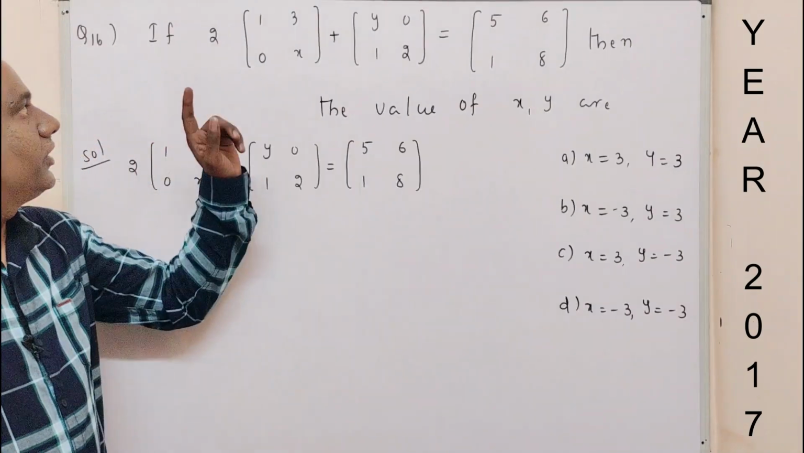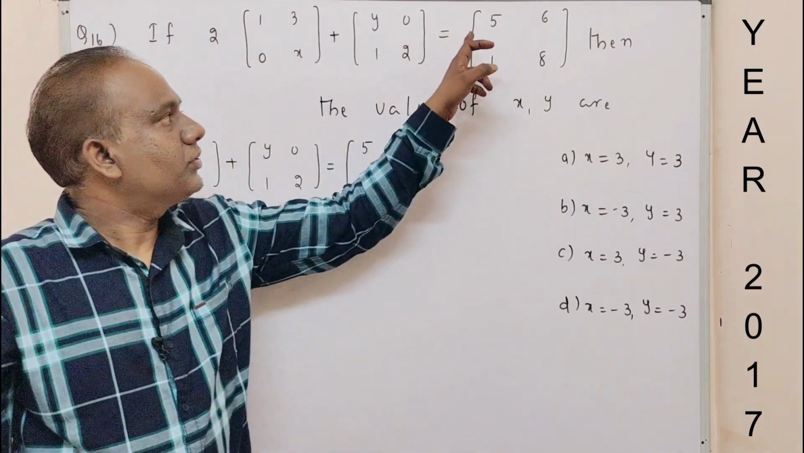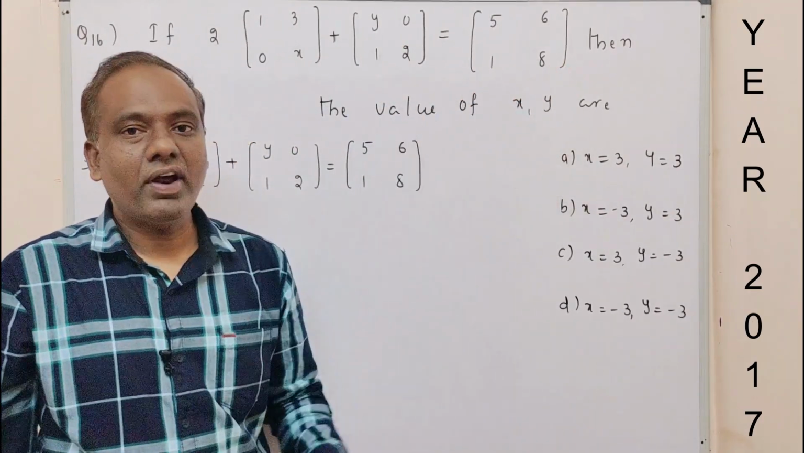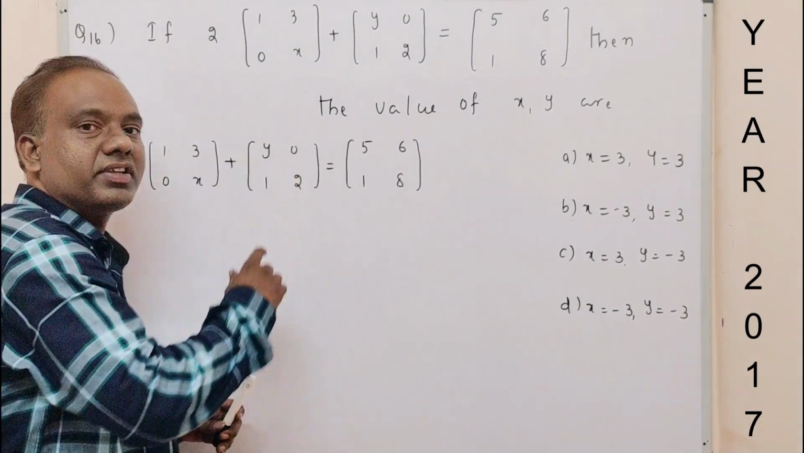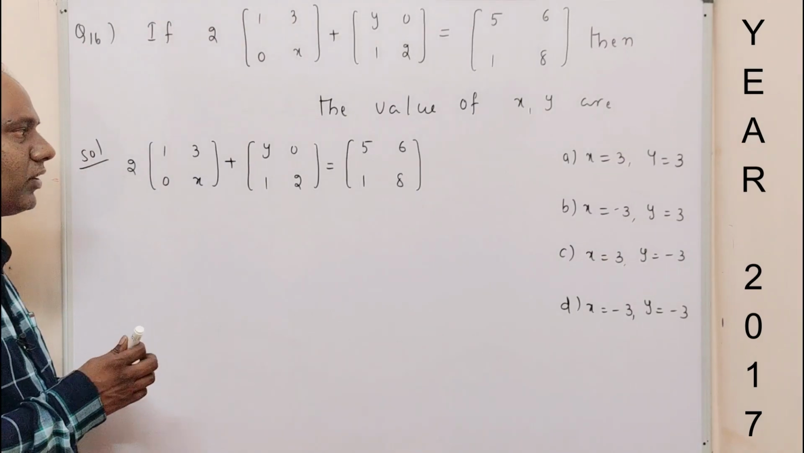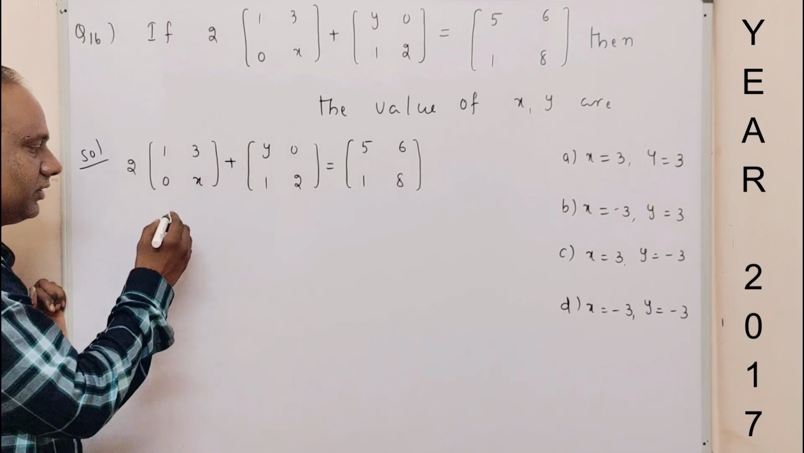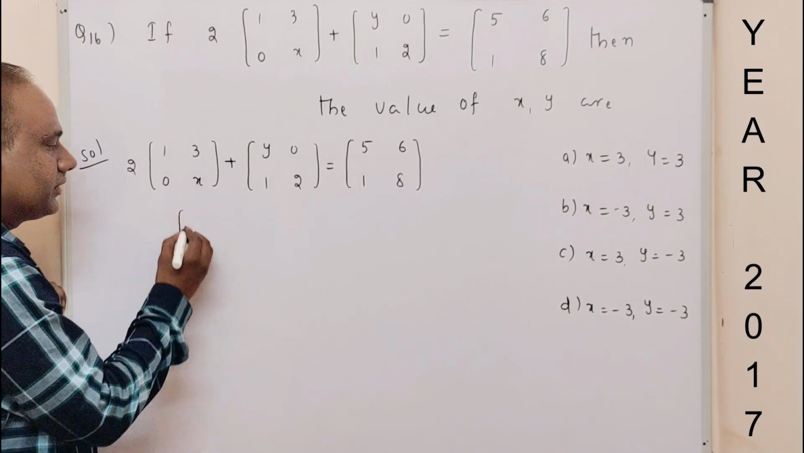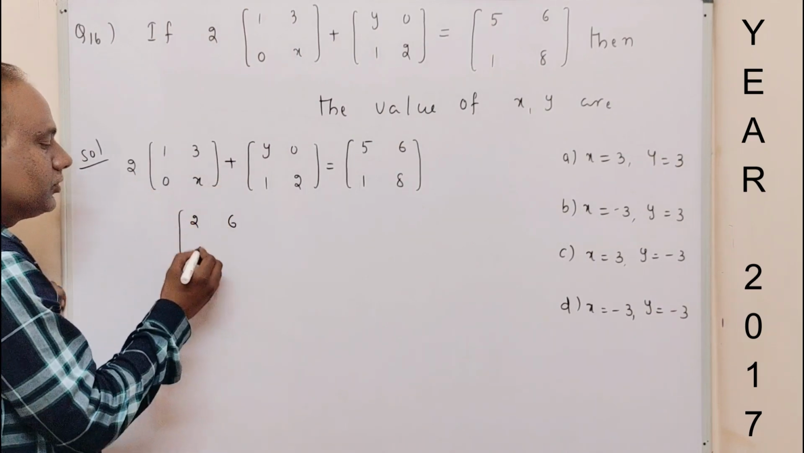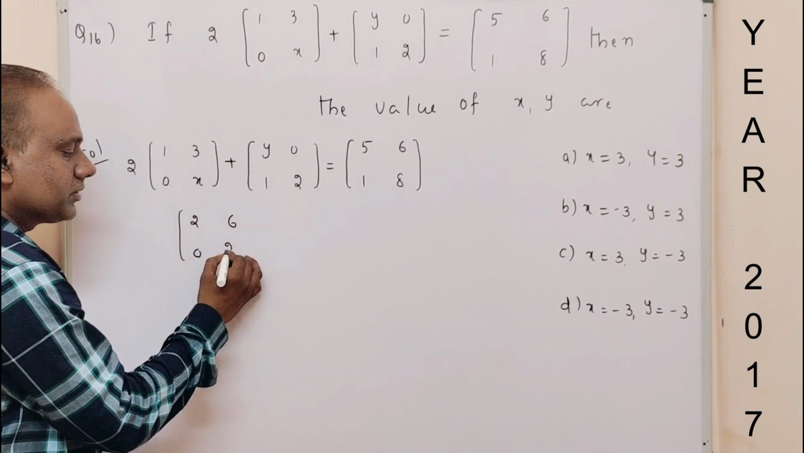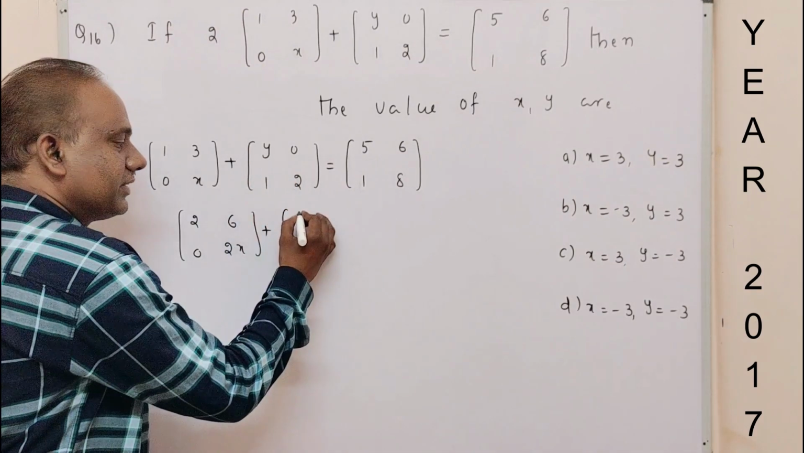The question is, if 2 into [1 3; 0 x] plus [y 0; 1 2] is equal to [5 6; 1 8], then what are the values of x and y? So that is the question here. So this is given. Here we calculate the x value and y value. First we multiply by 2 for this matrix. First you multiply here. It is 2 into 1 is 2 and 2 into 3 is 6. 2 into 0 is 0. 2 into x is 2x. Plus the other matrix is as it is.